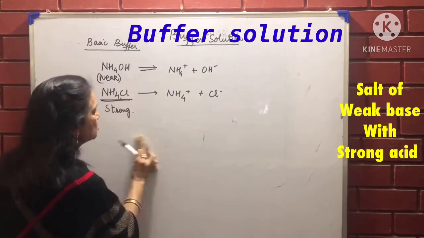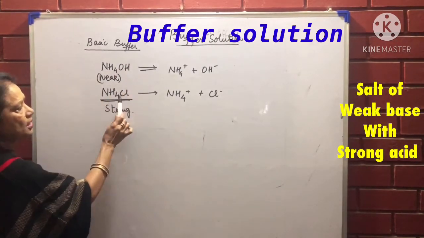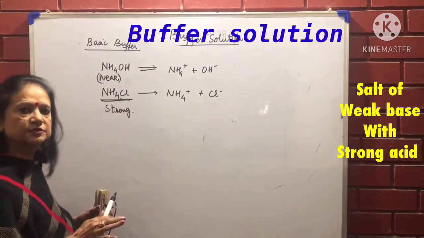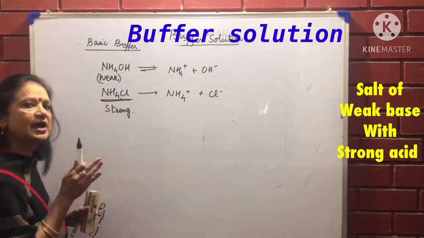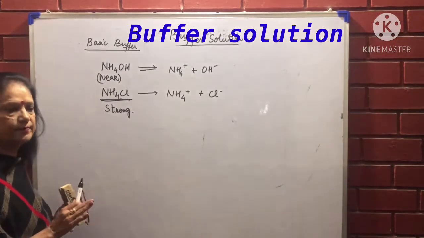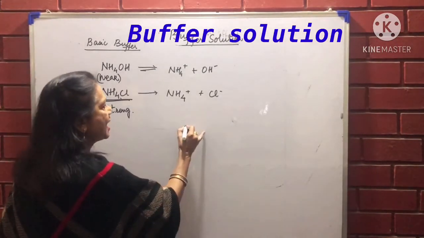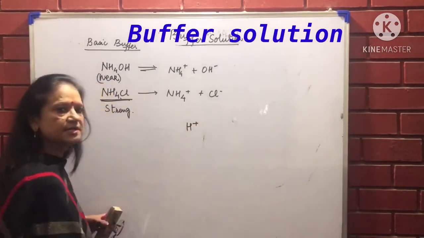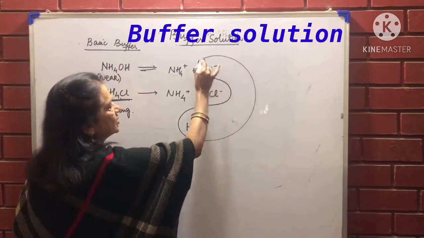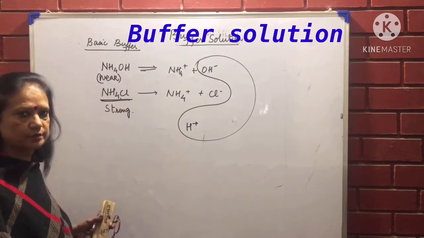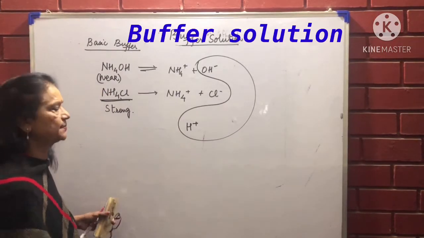So a mixture of these two is going to form a buffer, and a buffer solution will be that solution whose pH will not change even if I add an acid or I add a base. So let's see, if I add an acid, H plus ions will be there, and H plus ions combine with these OH minus ions to form water. So no change in pH takes place.